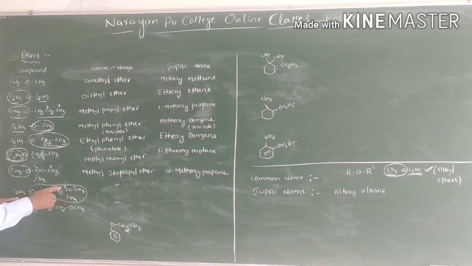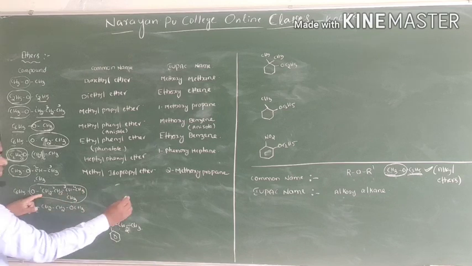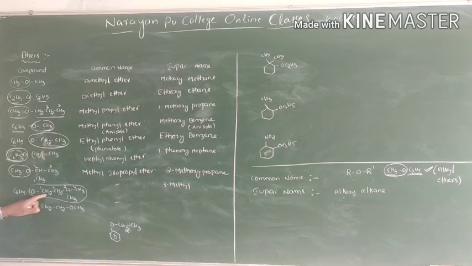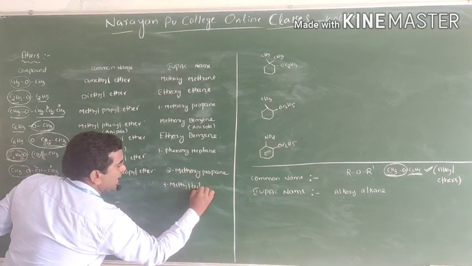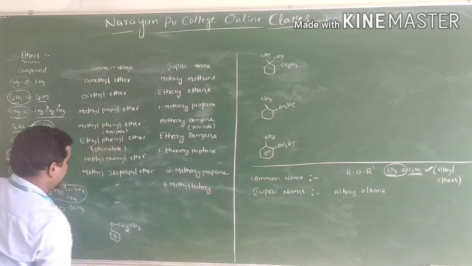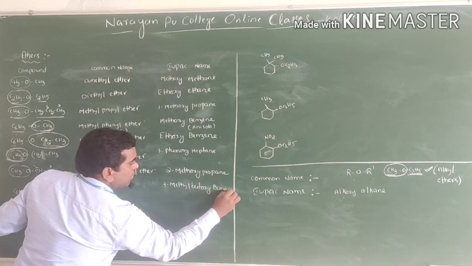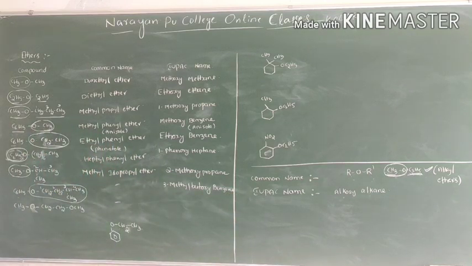First oxy you have to write. What is the oxy here? 3-methyl, 1, 2, 3, 4 butoxy. 3-methyl butoxy. What do you have to write here? Benzene. This is the name. And next one.